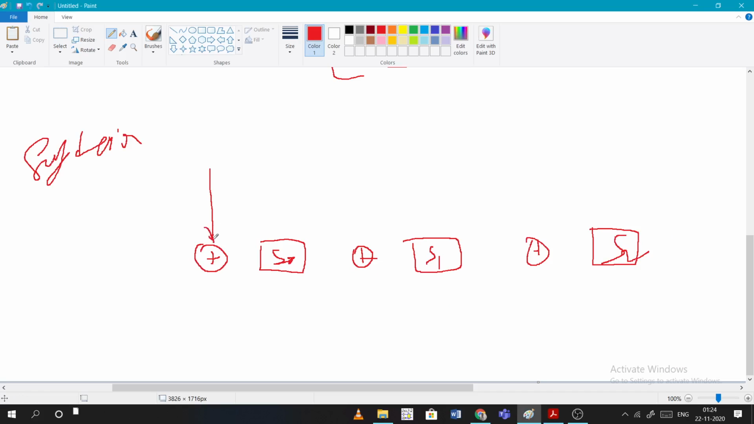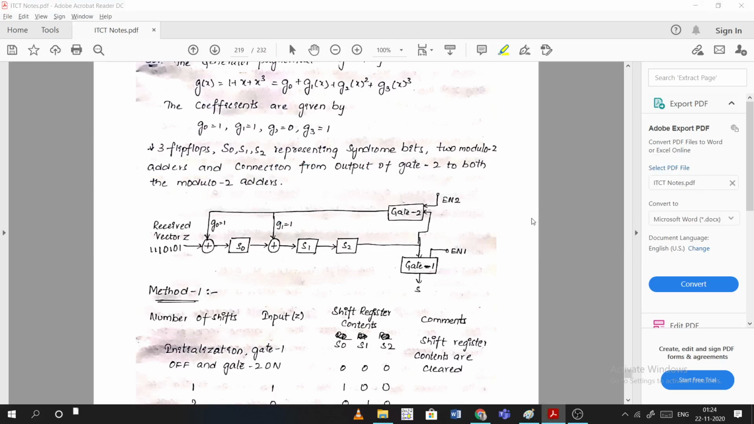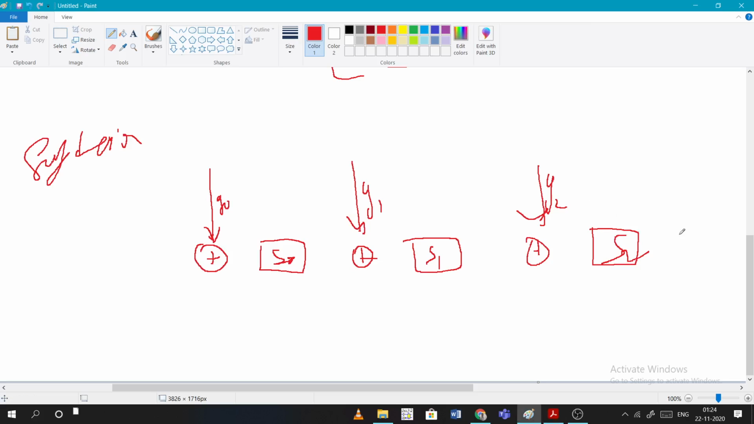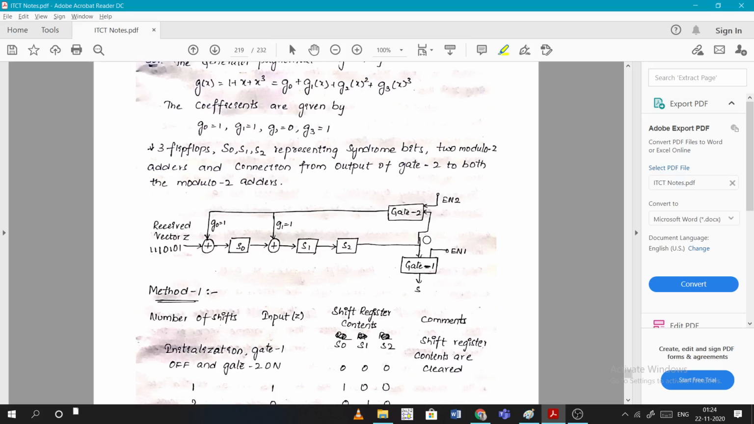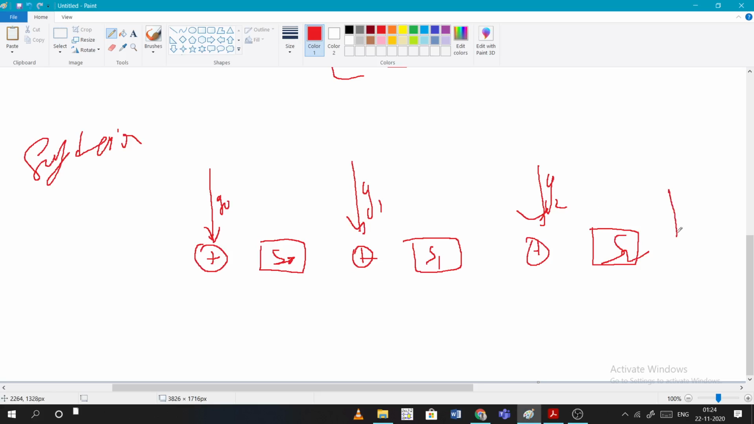So first g0, g1, g2. Now g3 is here, and there will be a connection here. There is actually no need of any XOR operation here, the data will just be split. That wire we'll just connect here. This one is called g3. In this, g2 is 0, so I'll take out this arrow.